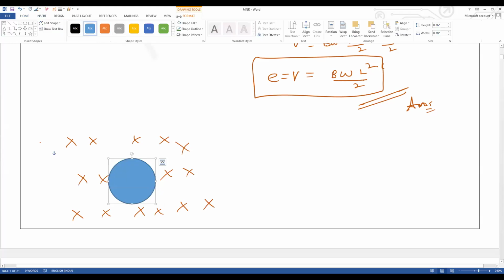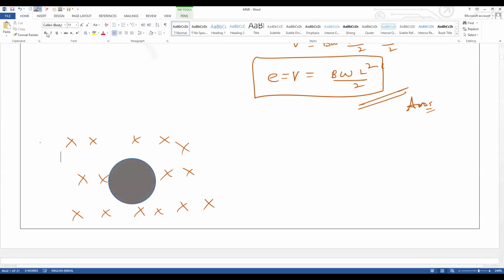Any doubt, anybody can ask. I have placed a disk whose radius is R. Now this is the disk which has been placed. Imagine the disk is rotating with angular velocity. What is the angular velocity? Omega. The magnetic field is acting into the page. Any problem for anybody? Are you clear, everyone?